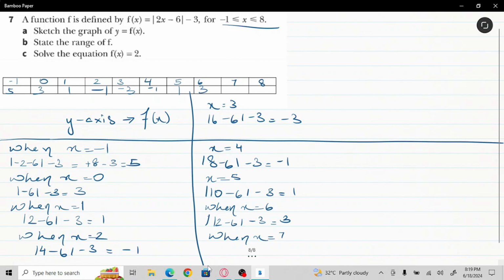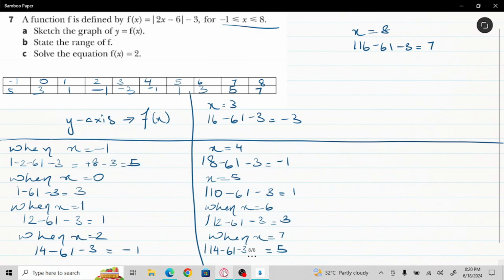And x is equal to 7. We have 7 2s are 14, minus 6, minus 3. 14 minus 6 is equal to 8, 8 minus 3 is 5 again. And the last value we have, x is equal to 8. So y is equal to 8 2s are 16, minus 6 is 10, minus 3 is positive 7. So these are the set of values we have to plot the graph for.